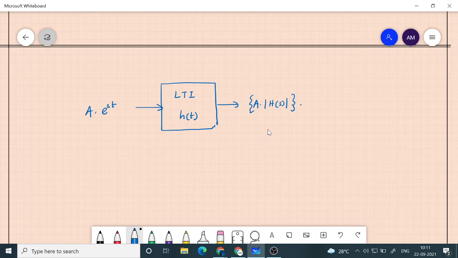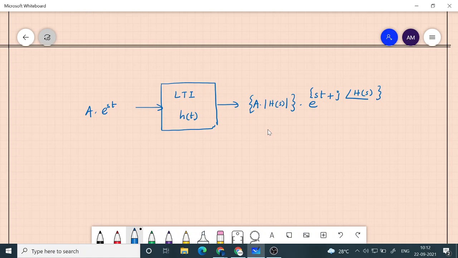And it will change the phase of e raised to st. So e raised to st will be multiplied by e raised to j angle of H of s. These are the only two things. So instead of e raised to st, the phase is now becoming j angle H of s. It will change the amplitude of the exponential, and it will change the phase of the exponential. That's all an LTI system can do to an exponential signal.